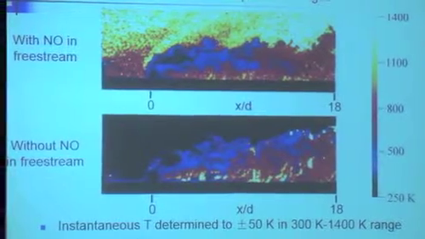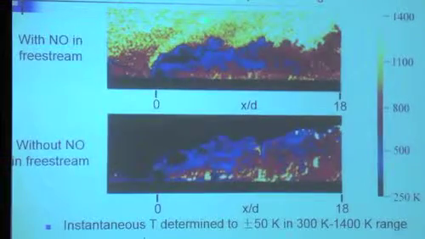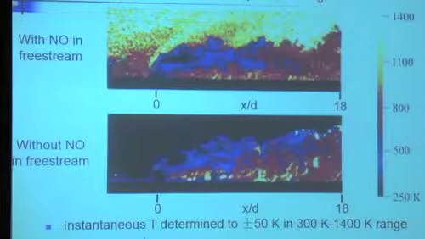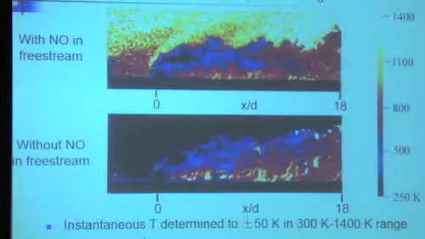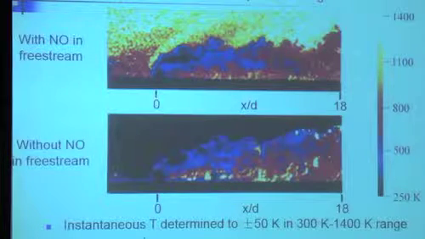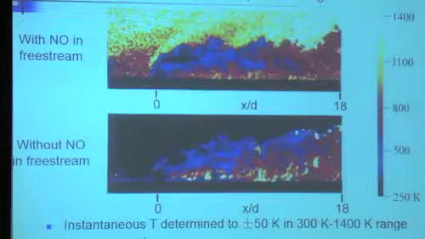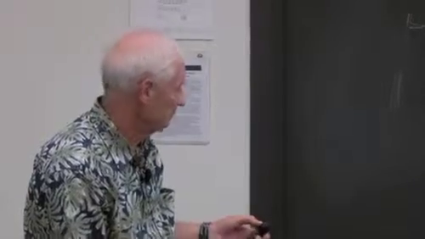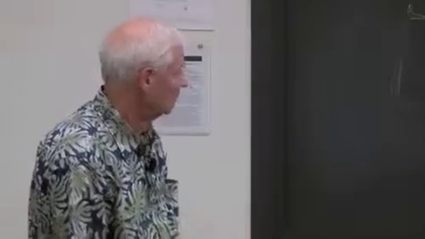Then if you seed the free stream, you can get temperature everywhere. And if you look, you can see the bow shock. You can see this expansion right here. So those were true single shot, meaning they were two images taken about 200 nanoseconds apart and processed. So an instantaneous shot of temperature. I believe those were the very first single shot temperature images taken with two cameras and two lasers. It's a very expensive experiment and really hard to do.